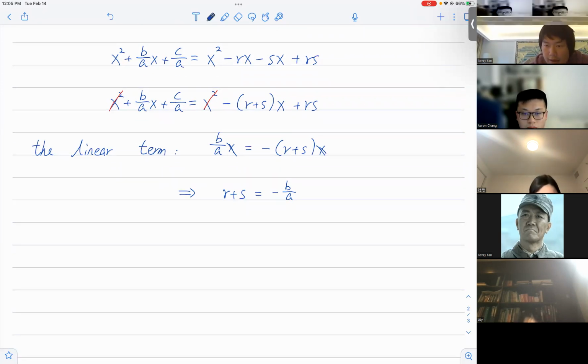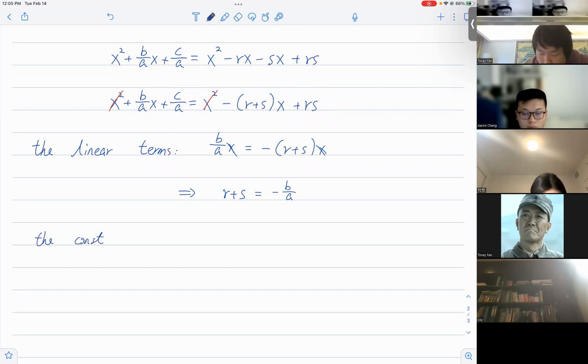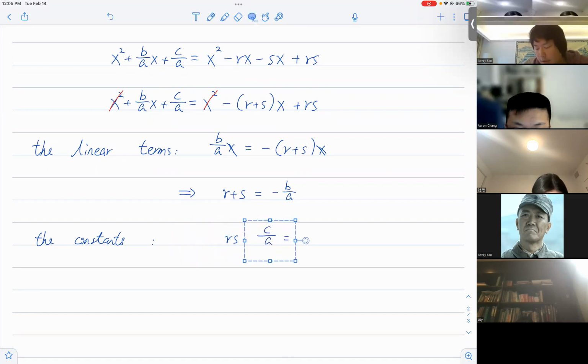Okay. And then for the product of roots, it'll be here, right? r times s, and that's this. So if we compare the constants, on the left-hand side is c over a, on the right-hand side is r times s. And there's nothing you need to do. Just say r s equals c over a. Right? It's literally just r s equals c over a.